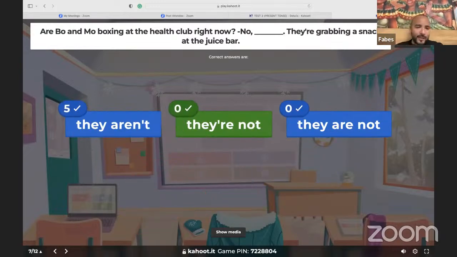Okay. I see that everybody went for the standard. They aren't. No, they aren't. And these other options, emphatic, just so you know. Possible, but you risk being misunderstood as an angry person. No, they're not. You're angry? Why are you always angry? No, they aren't. They're grabbing a snack at the juice bar. Okay, great.